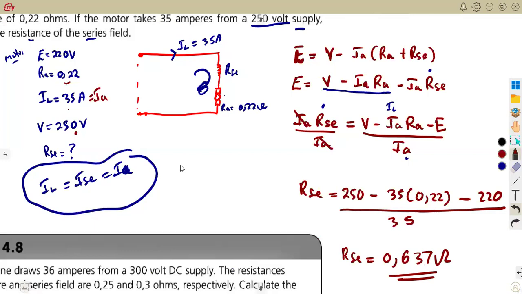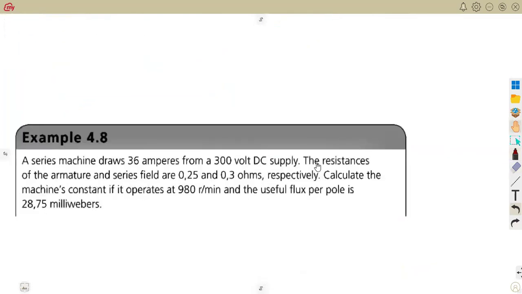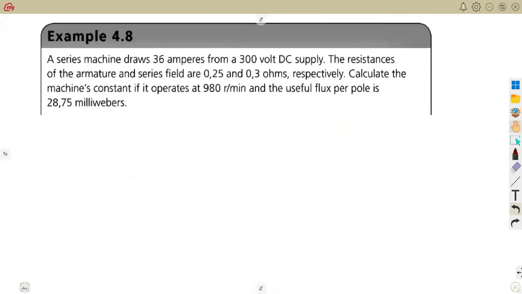So adjustments can be made. So make sure you draw your diagram properly, everything being inserted. If you check this other example that you're given, they're also saying it's a series machine. And they did not specify whether it is a motor or a generator. They are saying that a series machine draws 35 amperes from this supply.